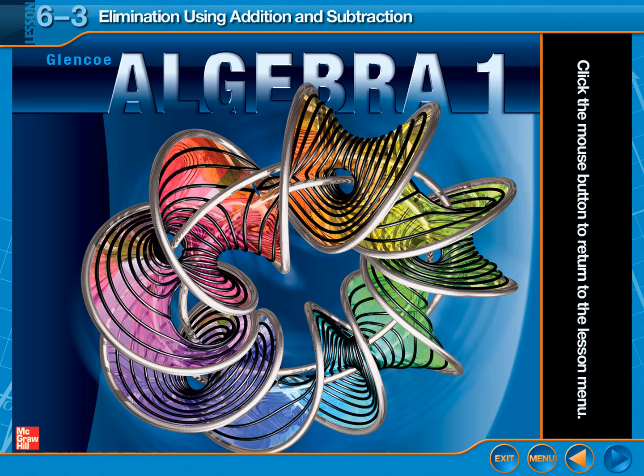So hopefully that clears things up and you're able to understand how we use elimination using addition and subtraction in order to solve a system of equations.